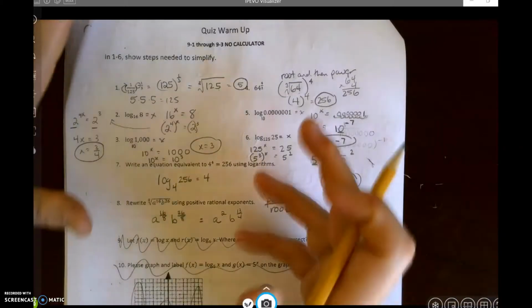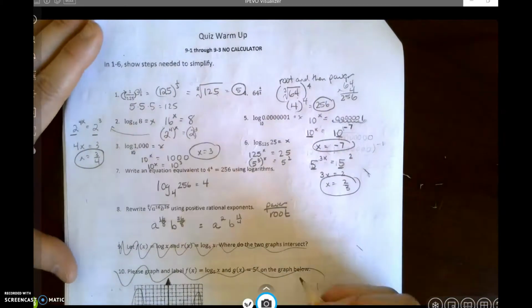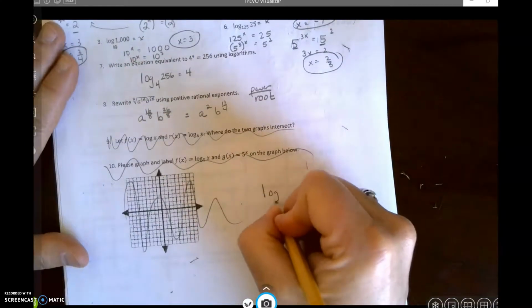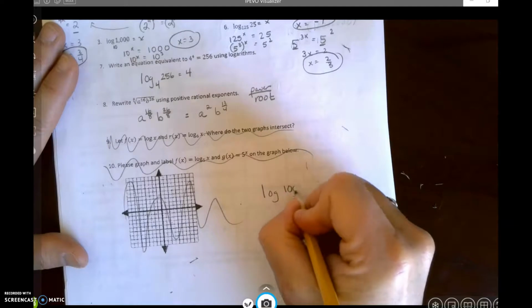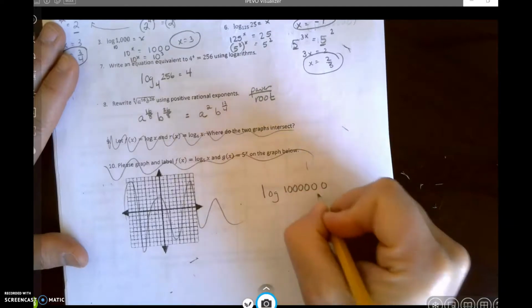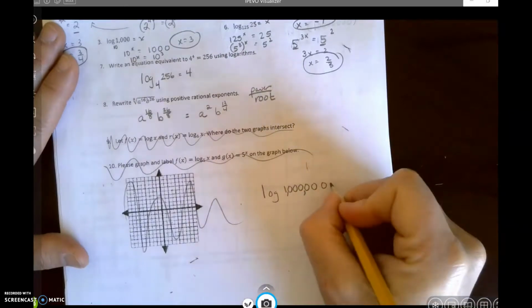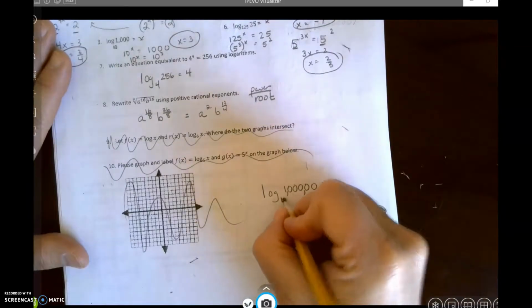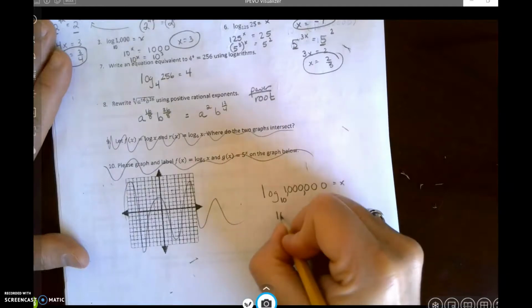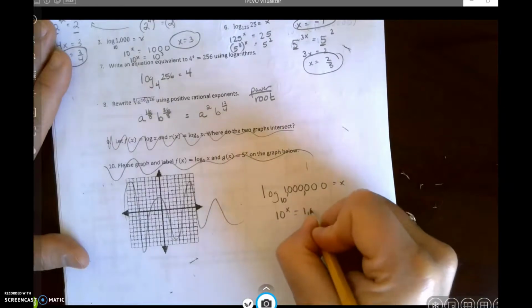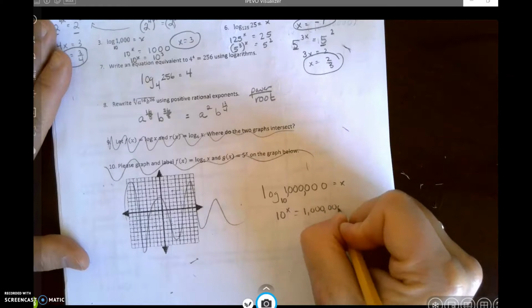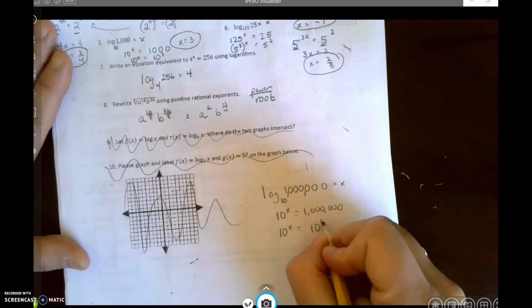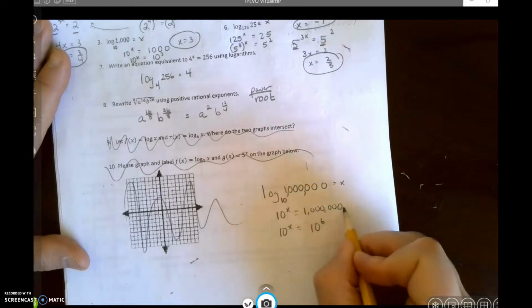I'll even give you another example. If we have log of, let's say, 1,000,000, and I ask you what that is, that means we'd have a base of 10 and we put an x, so 10 to the x equals 1,000,000. So that would be 10 to the x equals 10 to the 6th, because it's a 1 with 6 zeros.